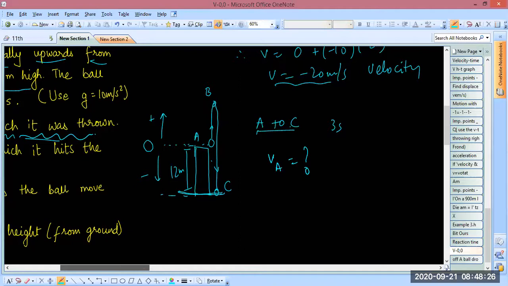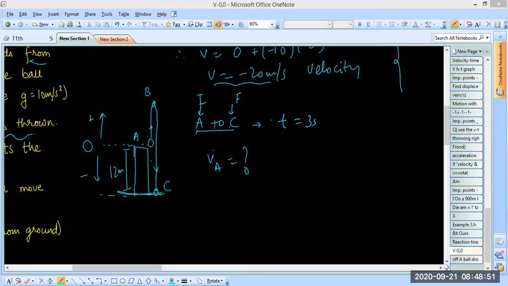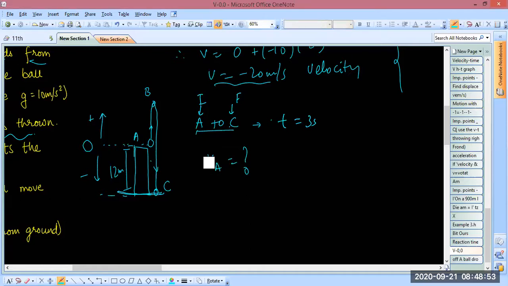And what do we know about this A to C thing? We know that it took time interval of 3 seconds. All right, that's what we know. And we want to find VA. VA means which velocity, initial or final? Very good. Which equation do you think we should use?